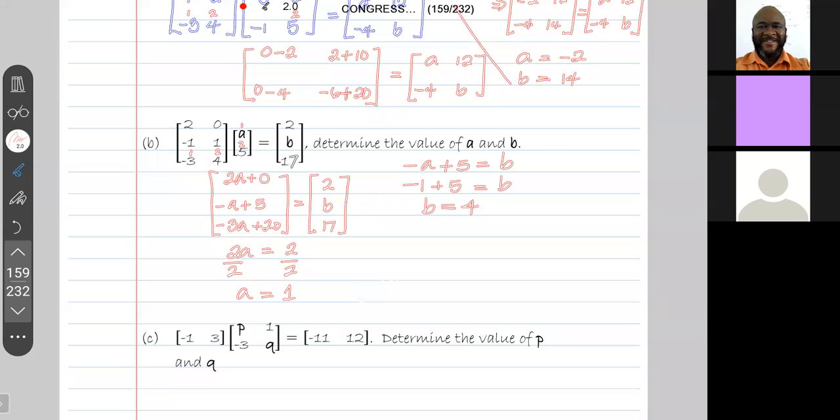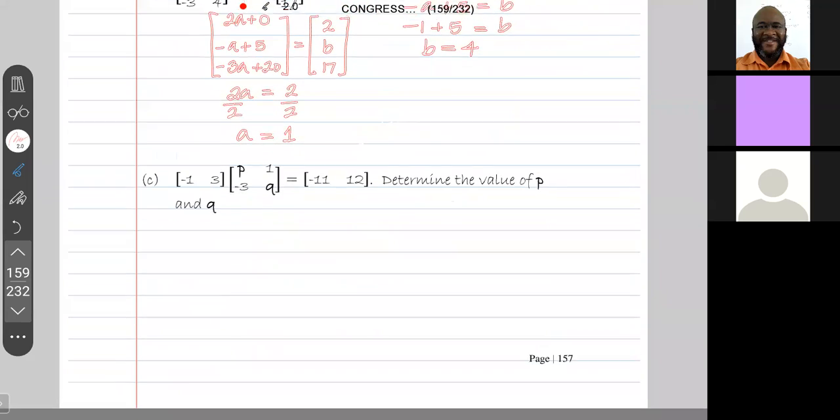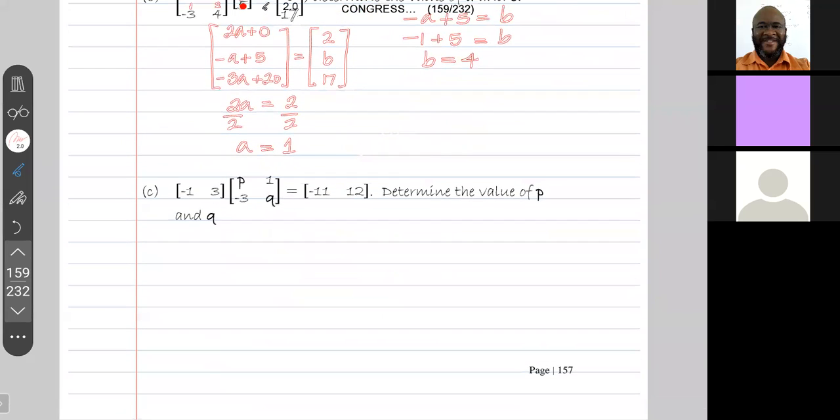All right, so let's have a look at C. So this matrix product, we're multiplying a 1 by 2 matrix by a 2 by 2 matrix, and we should end up with another 1 by 2 matrix. So we're multiplying the one row by the two columns. So we're multiplying the one row by the left column. Minus 1 times P is minus P, and 3 times minus 3 is minus 9.